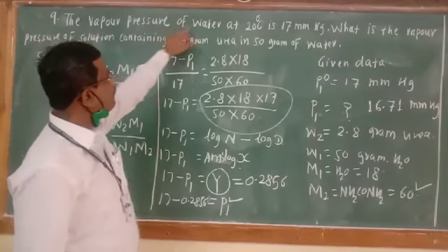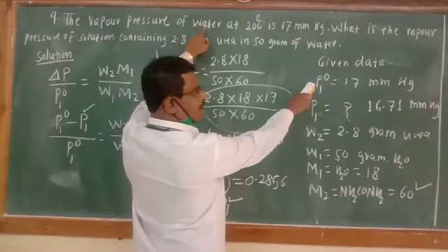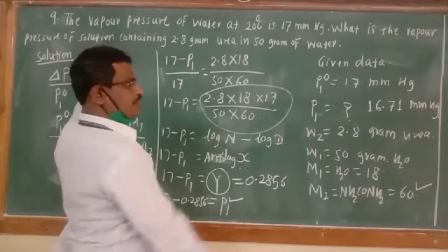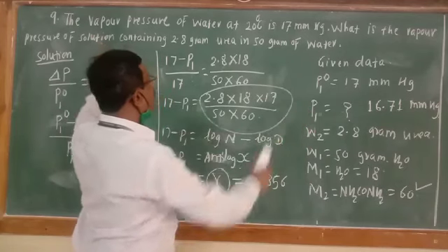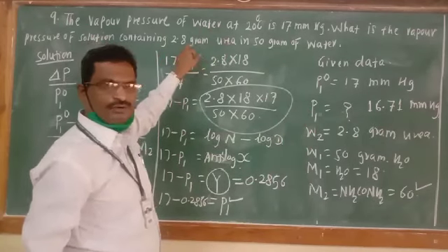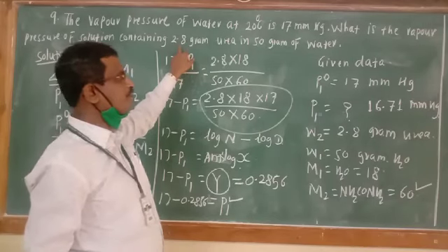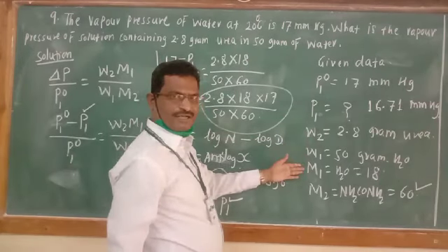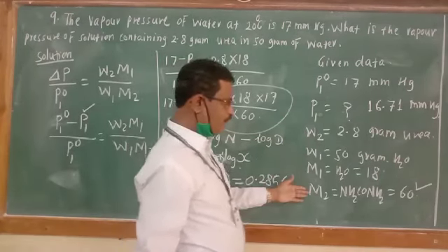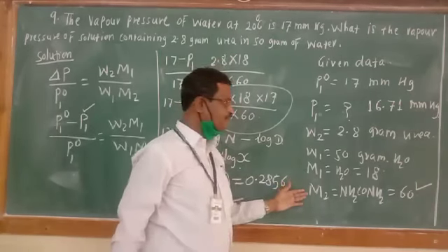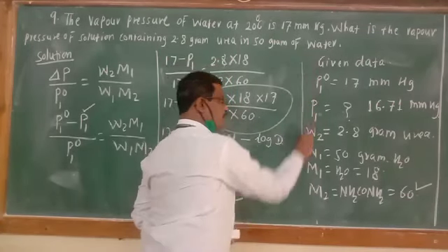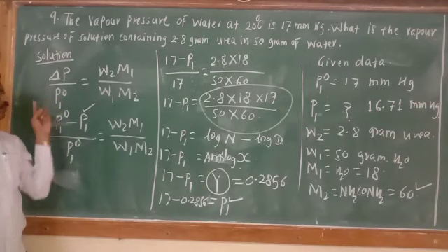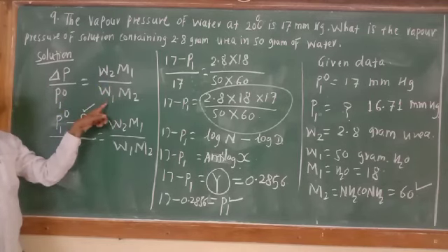The vapor pressure of pure water, means solvent, is given, that is this one. P1 we have to calculate. For that, this is a non-volatile, non-electrolyte solute, 2.8 gram, dissolved in the solvent, 50 gram of water, where the molar mass of water is 18 and the molar mass of urea solute is 60. Using all those values, since we know this equation, delta P upon P10 is equal to W2M1 divided by W1M2.